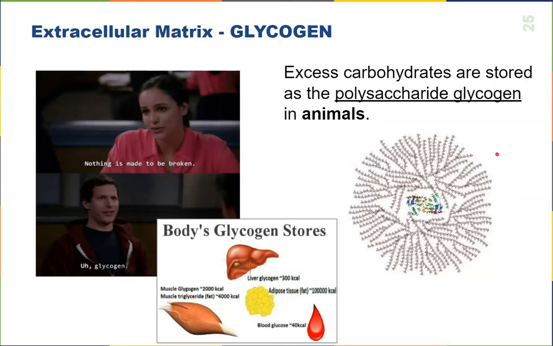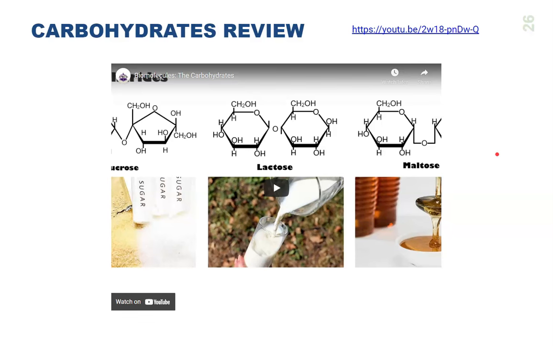So your body usually stores glycogen in your liver. It also stores it in adipose tissue, which is fat tissue. It could store it in your blood, and it can store it in your muscles as well. So storing it in your blood is probably the worst place for it, especially if you're a diabetic. But that's where glycogen is stored. And it is made to be broken down. So hopefully your body will break it down in the future.